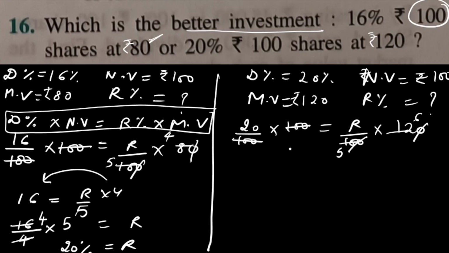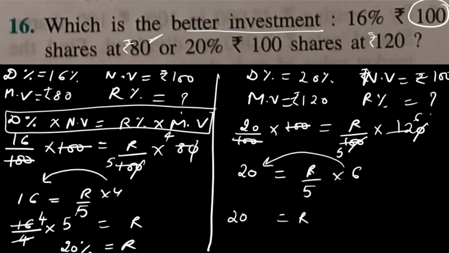Right, so individual sides first of all we are solving, then later on we are shifting. So here I am left with 20, it's equals to r by 5 into 6. Now r we are finding, so r will write on this side, and 20 we are not shifting anywhere, so the 6 will shift with r. This 6 is getting multiplied, so when we are shifting it will get divided when it goes to the other side. This 5 here, it will get divided, right?